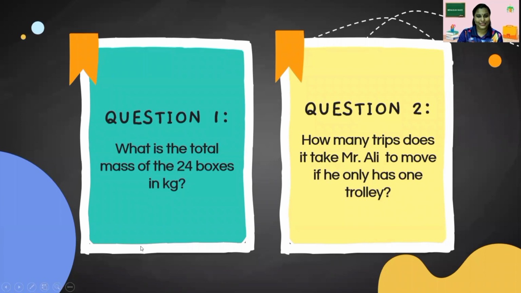Based on the situation, there are two questions which students need to answer. Question number 1. What is the total mass of the 24 boxes in kg? And question number 2. How many trips does it take Miss Ali to move if he only has one trolley?